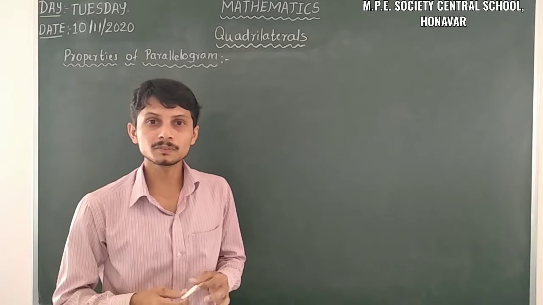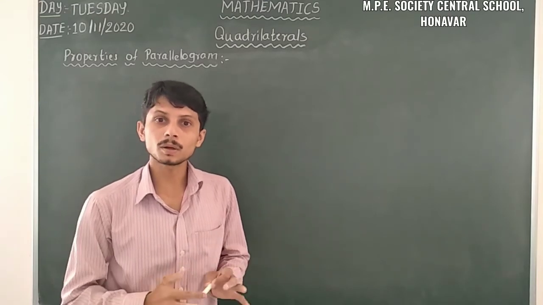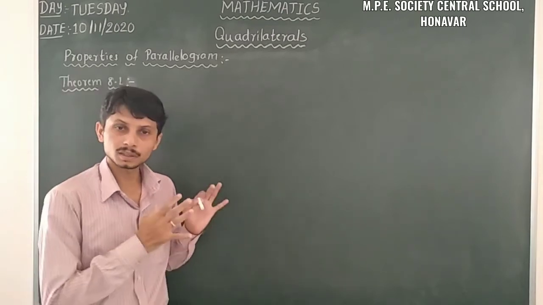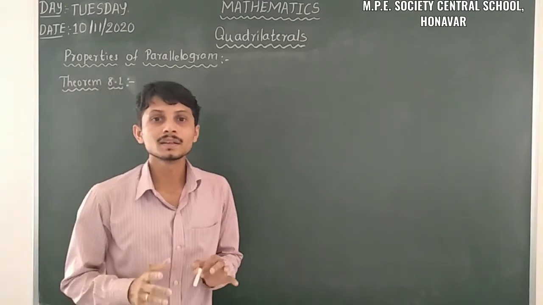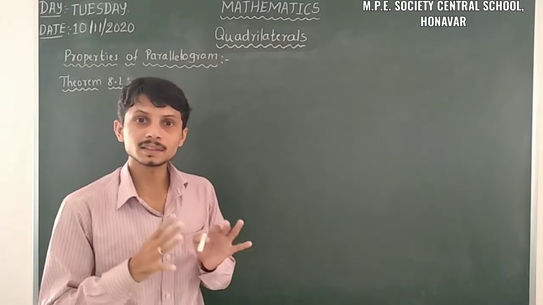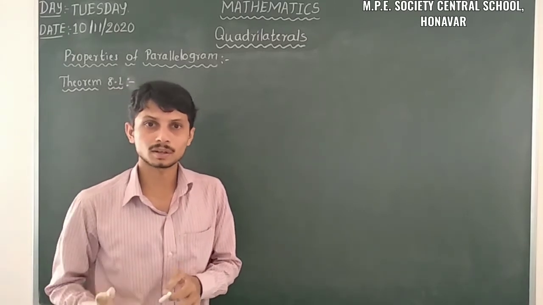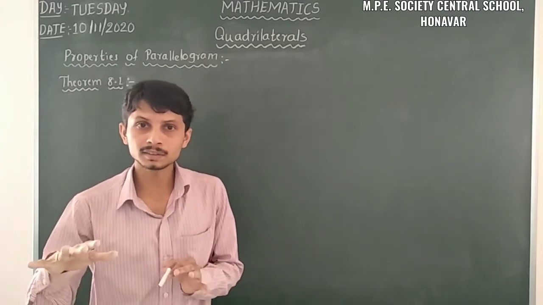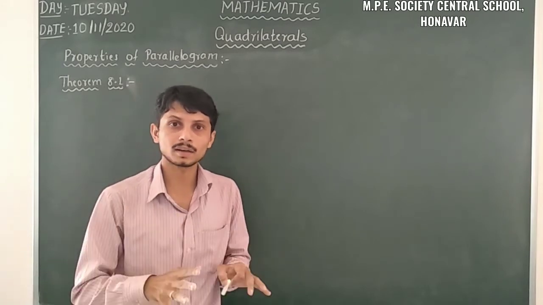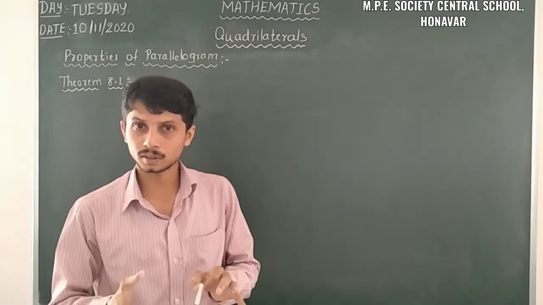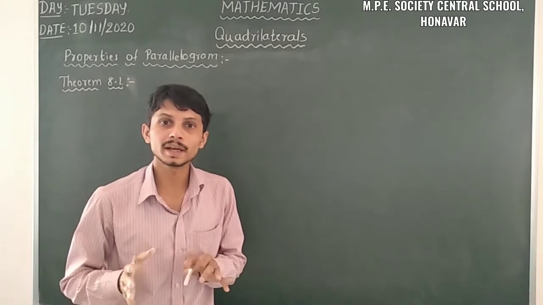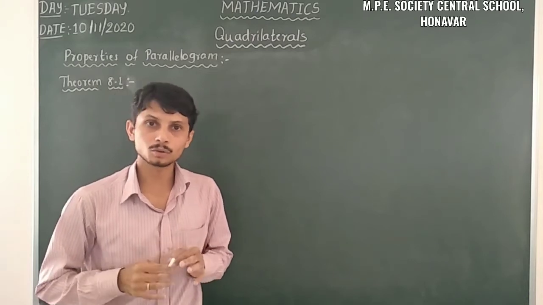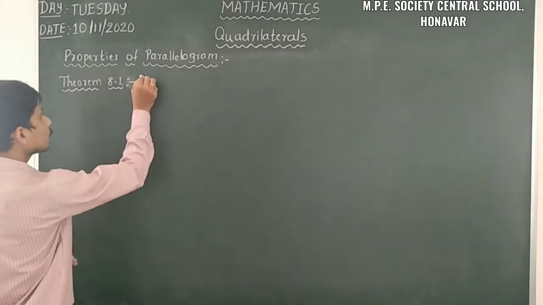So let us take the first theorem based on properties of parallelogram, that is theorem 8.1. Theorem 8.1 states that the diagonal of a parallelogram divides it into two congruent triangles. When we construct a diagonal in the parallelogram, it divides it into two triangles. But here we have to prove that those two triangles are congruent. So what is the statement of that one?